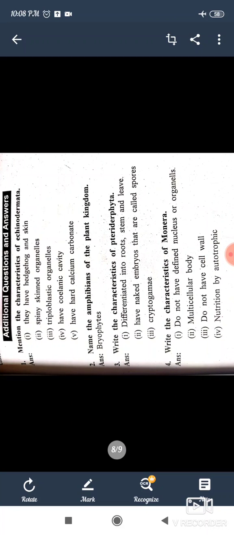So what are the characteristics of the echinodermata? They are spiny skinned animals, like the hedgehog. You have to see that they are spiny skinned, triploblastic, have a coelomic cavity and have hard calcium carbonate. And name the amphibians of the plant kingdom. Bryophytes are the amphibians of the plant kingdom. So write the characteristics of the pteridophyta. Differentiated into root, stem and leaves. Have naked embryos that are called spores, and are cryptogams.